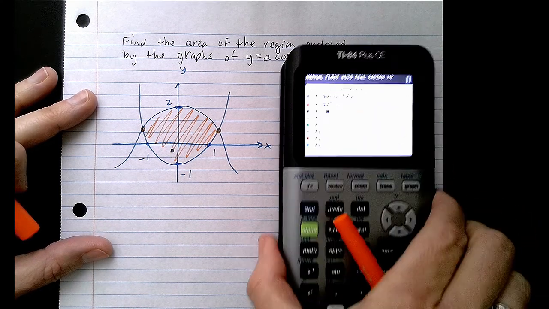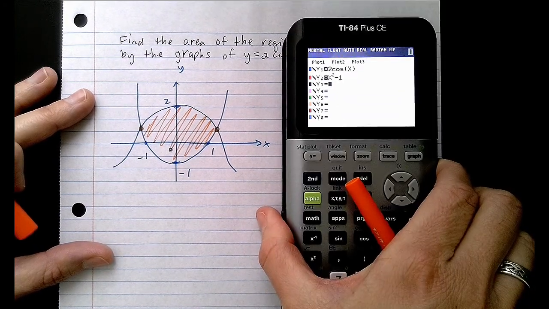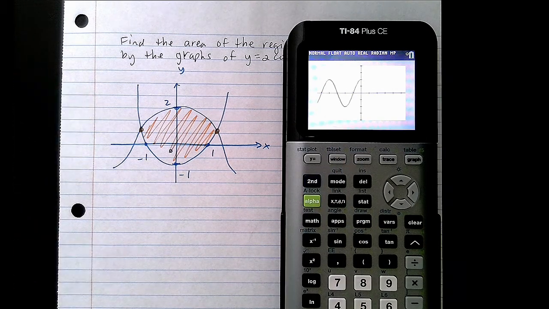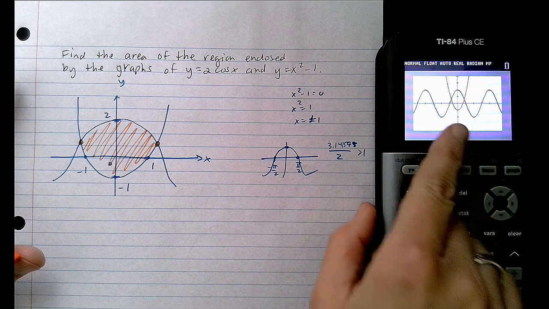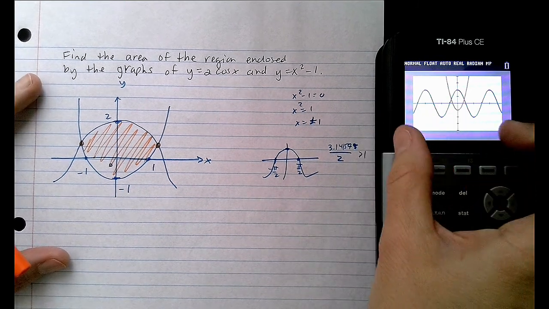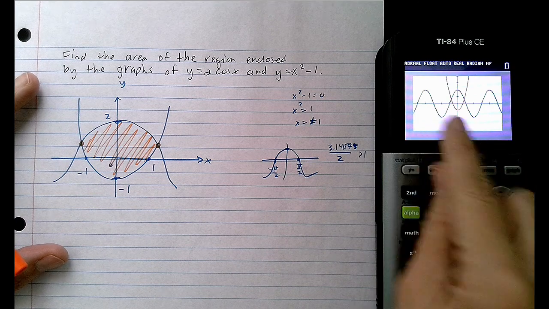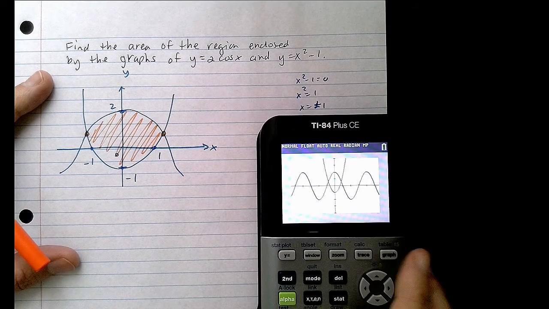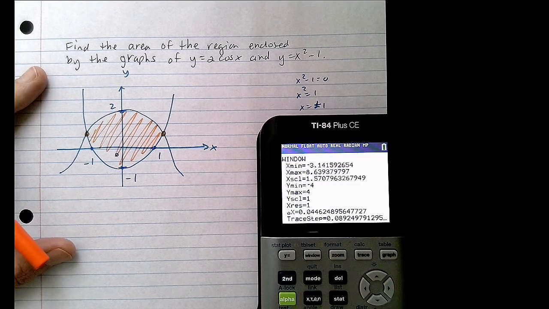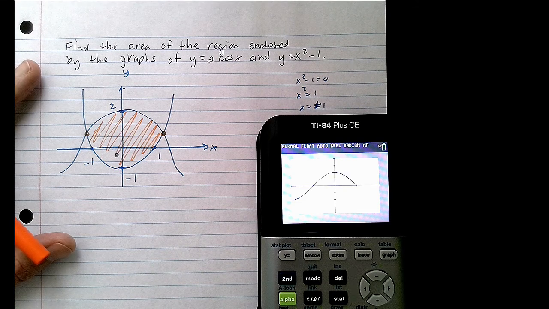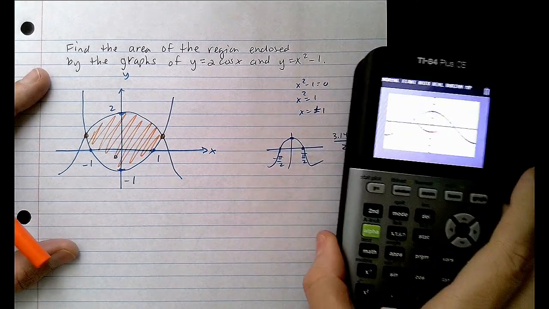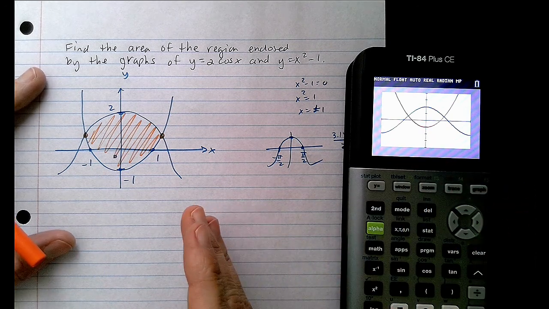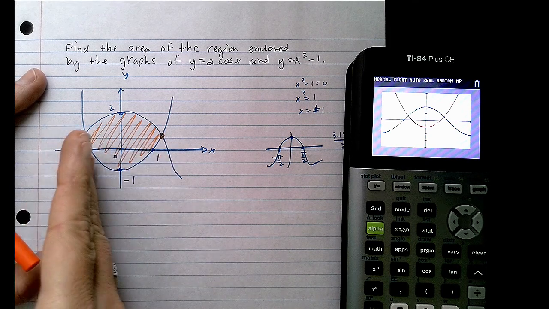Now, even though one of my functions is not a trig function, I still want to go zoom trig. So I can see there it is. So what I'm going to do now is I'm going to adjust my x-axis to make it a little bit smaller so it's a little bit easier for me to calculate those points of intersection. Next, I need to calculate the points of intersection. Now, we're not going to use the trace button for that. We need to know the x values only because that's going to give me my bounds.